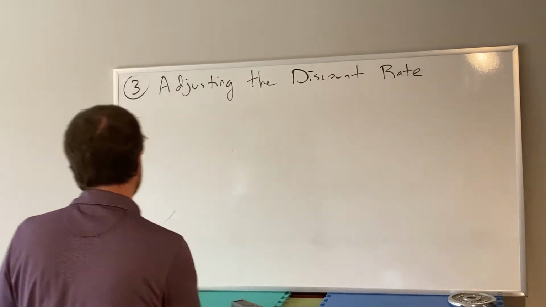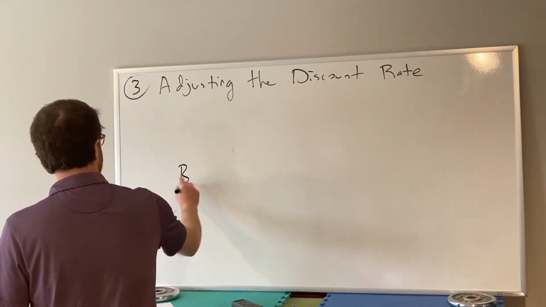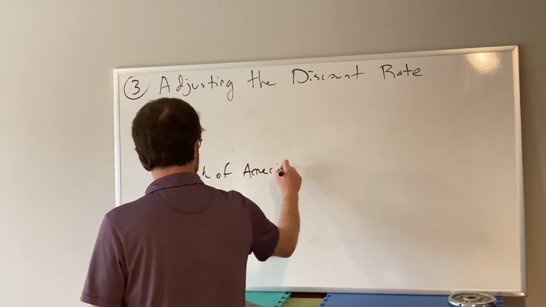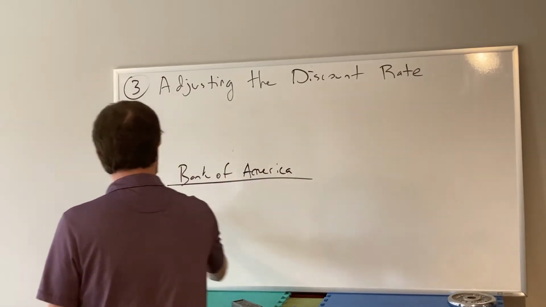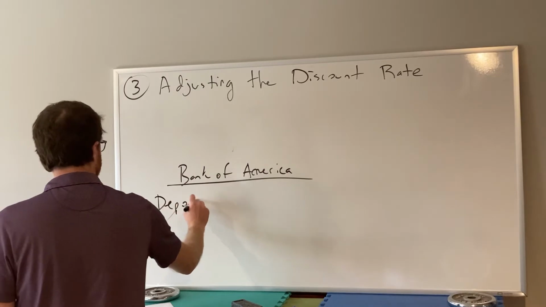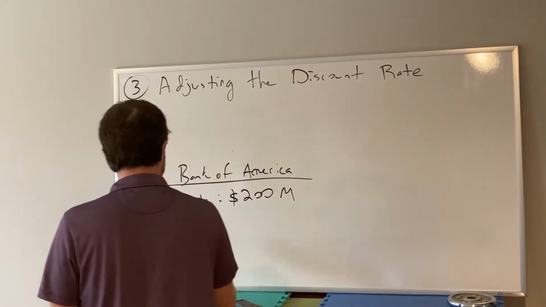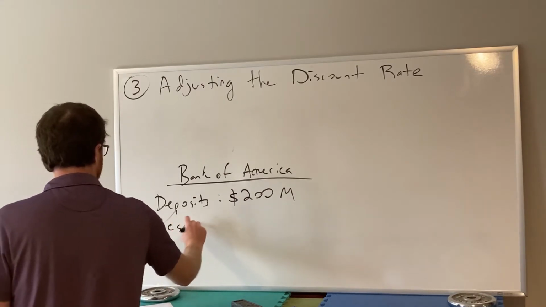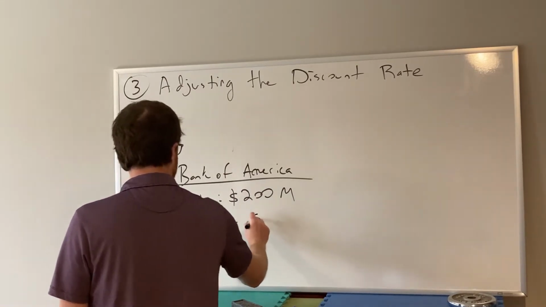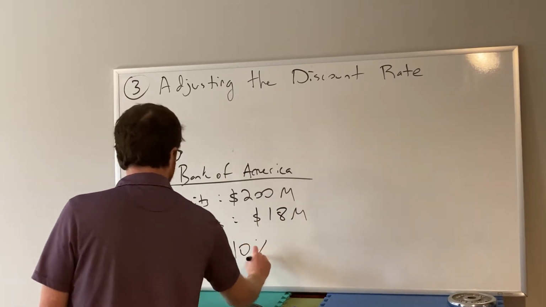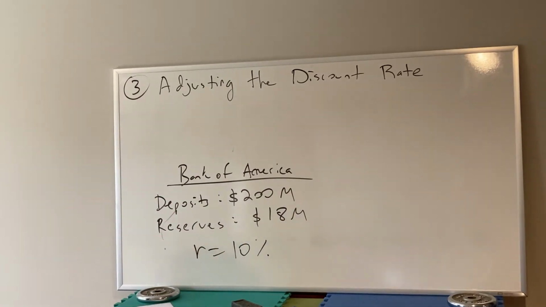So let me give you an example. Let's say that this is Bank of America, just to choose a big bank. And right now they have deposits of $200 million and reserves of $18 million. And we're assuming that required reserve rate is 10%.